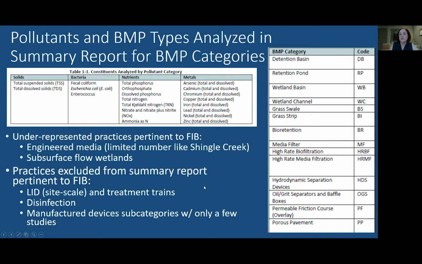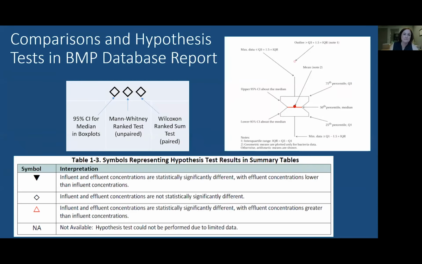Lastly, there's some excellent practices that aren't well suited to a category level analysis, but we do have data for those, and they're included in the database. And those would be kind of a development scale, low impact development, where you have really unique implementation of distributed controls, treatment trains that also are unique. As we mentioned, disinfection for dry weather flows is an effective practice. And then there's some emerging innovative manufactured devices that we might only have a few studies for as well, so those may not be included.